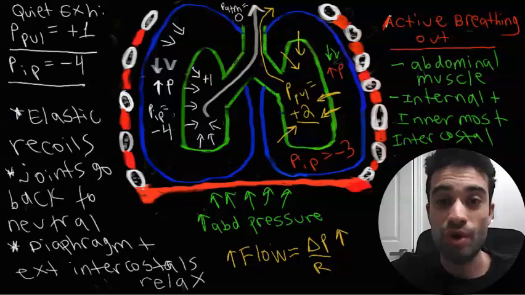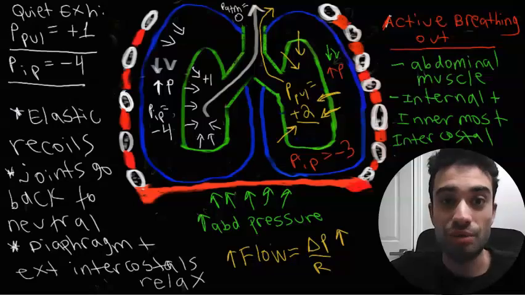So now we have a situation where you have additional muscle recruitment. In fact, passive exhalation involves no muscles, specifically no muscle contraction, whereas in active exhalation, you need to contract muscles. In passive exhalation, we just had the relaxation of muscles, but in active exhalation, we need to recruit additional muscles, such as the abdominal muscles, such as the oblique muscles and the rectus abdominalis, as well as the innermost and internal intercostal muscles between the ribs, to further decrease the thoracic volume.